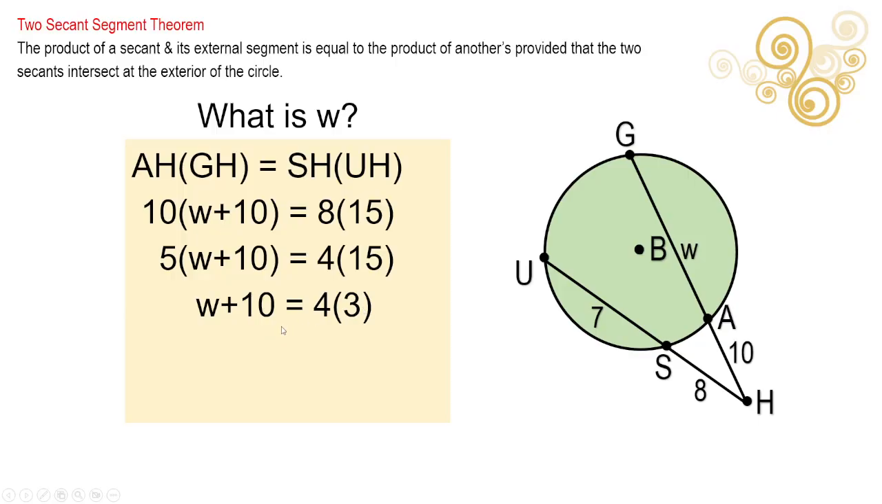So from here, I can now multiply 4 and 3. That's 12. And we can transpose this minus 10 here. That becomes 2 on the other side. So W, in other words, is 2. So let's confirm: 2 here and 10, so that means it's 12. 12 times 10, 120. 8 times 15, yes, that's also 120. So again, check your work to avoid wasting your efforts.